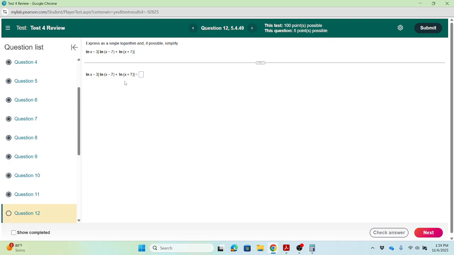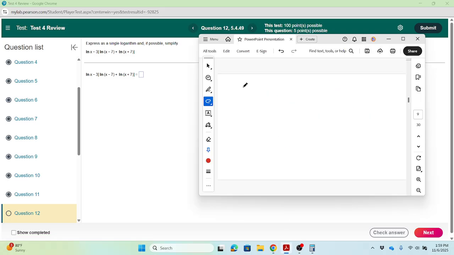Okay, express as a single thing. It's opposite of the previous problem. So go back and then use a difference and then product and quotient rule. So ln x minus, inside the parentheses, do the work inside the bracket first. So inside the bracket it would be ln x minus 7 times x plus 7. Because there is a plus sign, so that's supposed to be x minus 7 times x plus 7. If you multiply them, it's actually ln x square minus 7 square, which is 49.